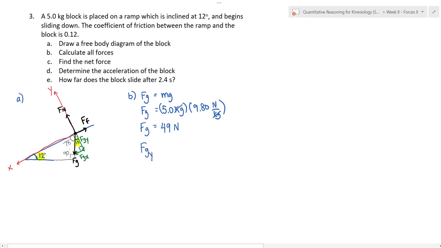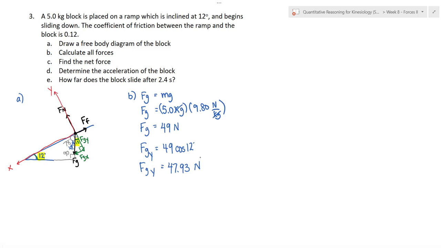FGY. So FGY is adjacent to the 12-degree angle, and the hypotenuse is FG, which is 49. I'm just going to put that 49 newtons in right here. So then that means that FGY would be 49 cos, since it's adjacent, 12 degrees. So we have 49 cos 12, 47.93 newtons. Okay, so now we know what FGY is.